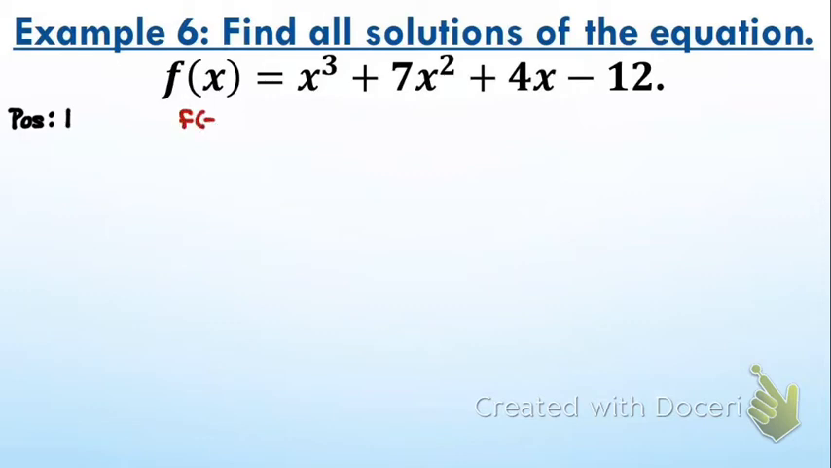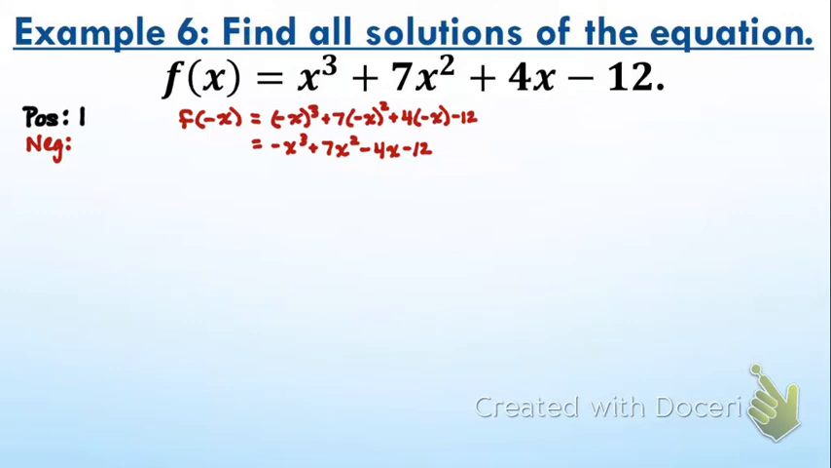F of negative x. Let's sub in and simplify that to find our negatives. All right, so I've substituted in. I have simplified. There's a sign change here. It goes from negative to positive, and then from positive to negative, and then the 12 is negative, so it stays negative. 2 sign changes, which means there could be 2 negative roots, or there could be no negative roots. Has to be 1 positive root.